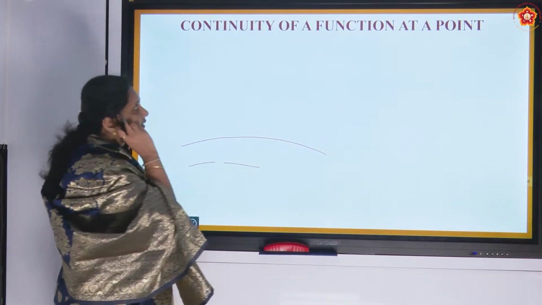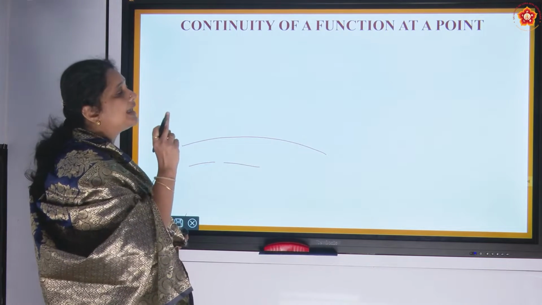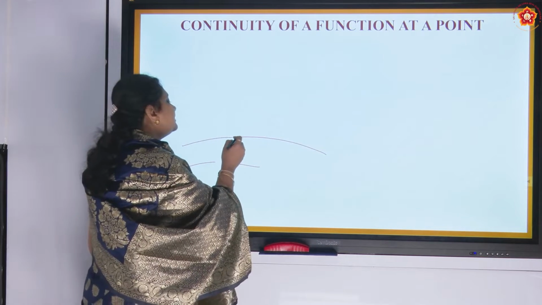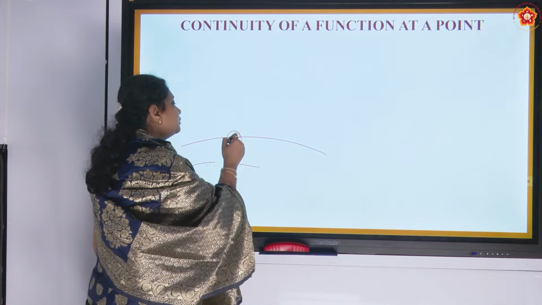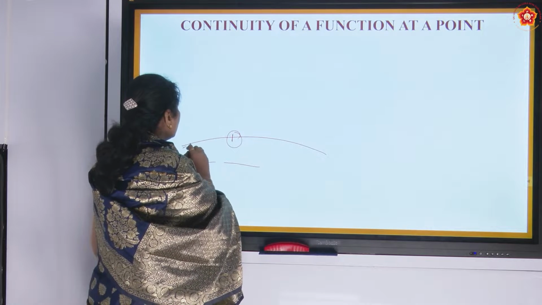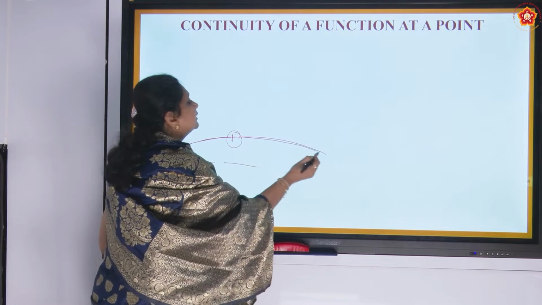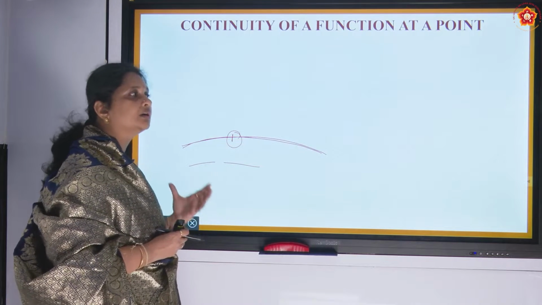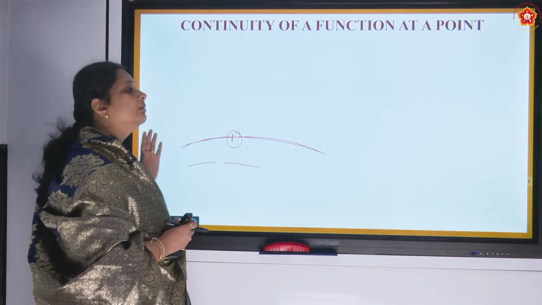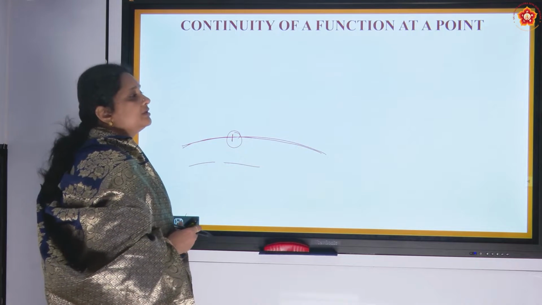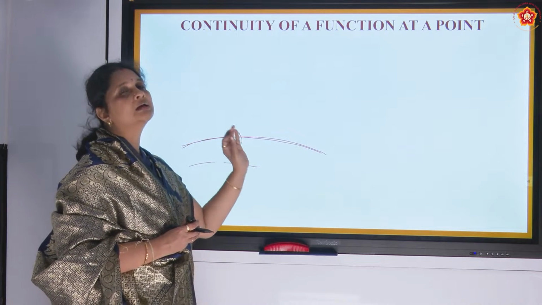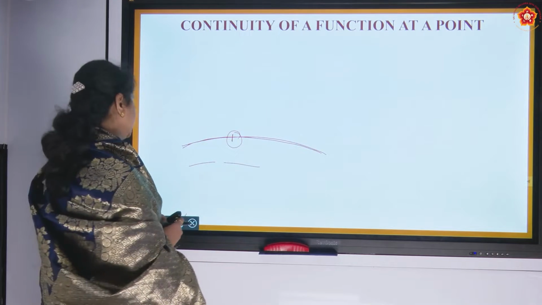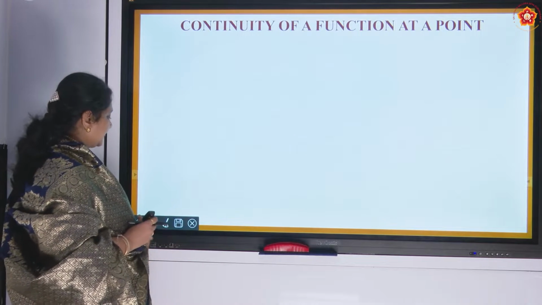Now we just need to see continuity of a function at a point. Let's suppose this is the point that we are looking into. We just need to see whether it is continuous before and after this particular point. Are you able to draw the curve without lifting the pen, starting from before that particular point and moving till some distance after that particular point? That is it.